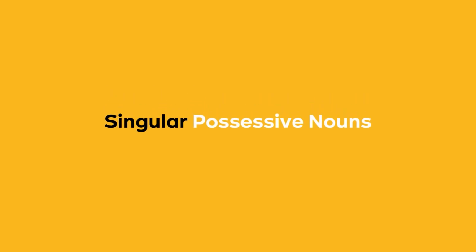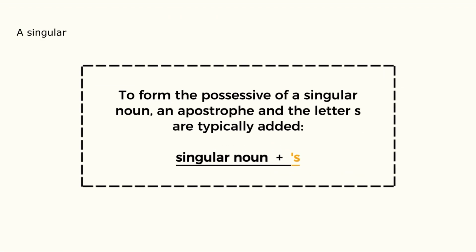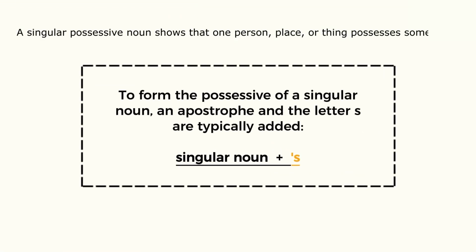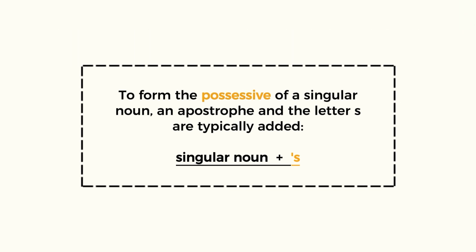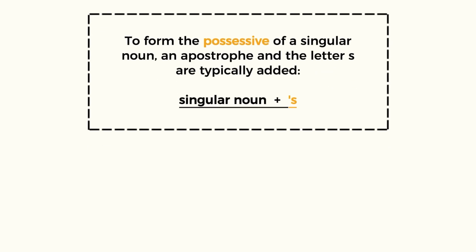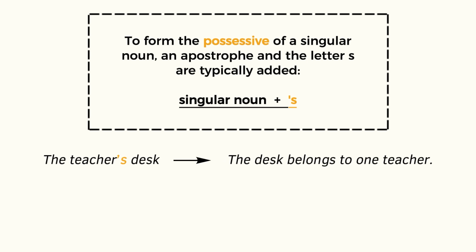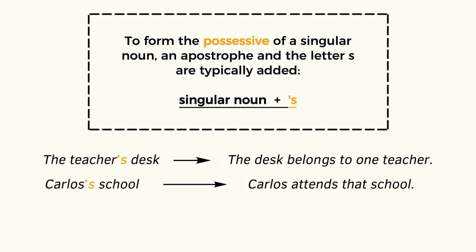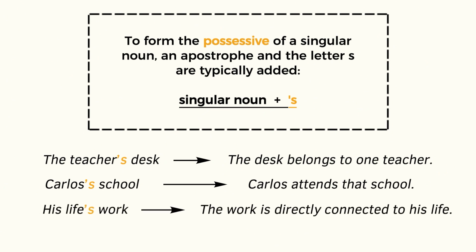Singular possessive nouns. A singular possessive noun shows that one person, place, or thing possesses something. To form the possessive of a singular noun, an apostrophe and the letter s are typically added. Here are examples. The teacher's desk. The desk belongs to one teacher. Carlos's school. Carlos attends that school. His life's work. The work is directly connected to his life.